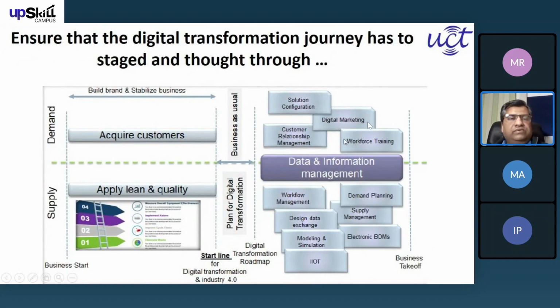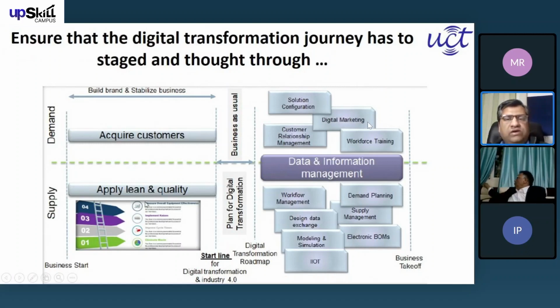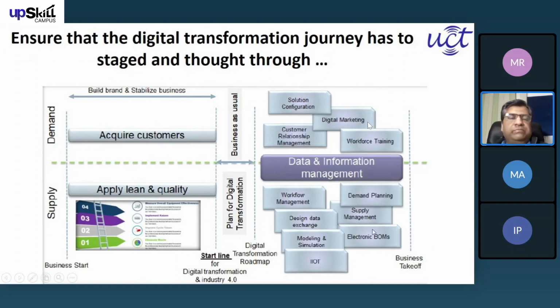We have to make sure it is very well planned. We have to take care of what the demand is and what the supply is. Once all these things are in place, this is how the normal business is functioning. When we talk about digital transformation, once demand and supply are sorted out, we have to make sure that the data and information coming from different segments are properly taken care of while functioning all the operations. So we have to make sure that solution configuration, digital marketing, demand planning, supply management, and workflow management are all placed properly to get the maximum benefit of digital transformation. Whatever functionality has been given has to be incorporated in the existing system. That's how digital transformation starts working.